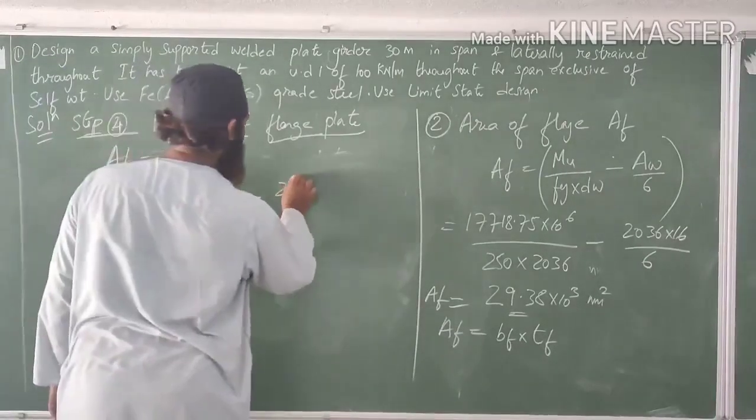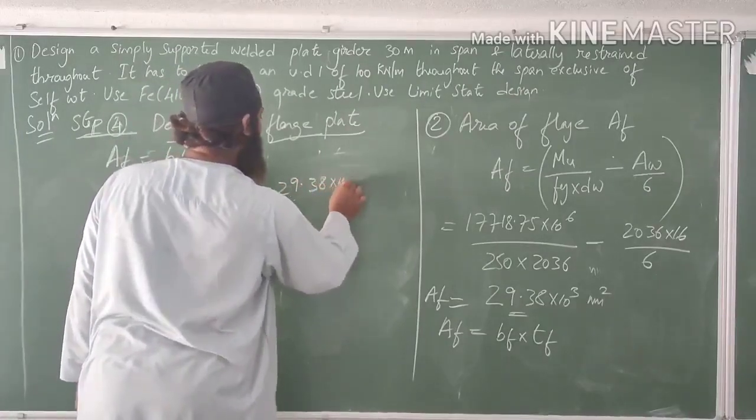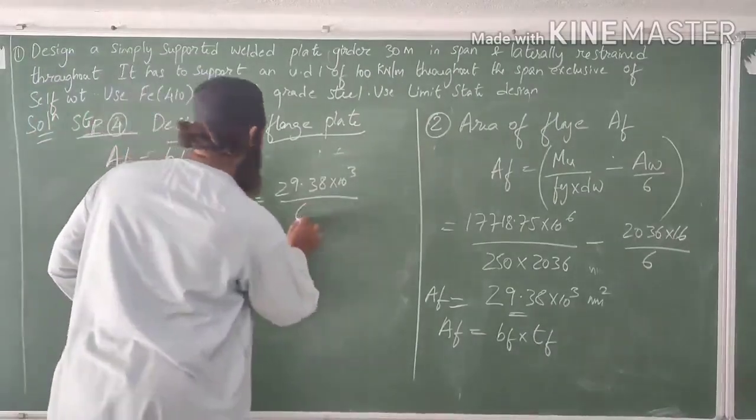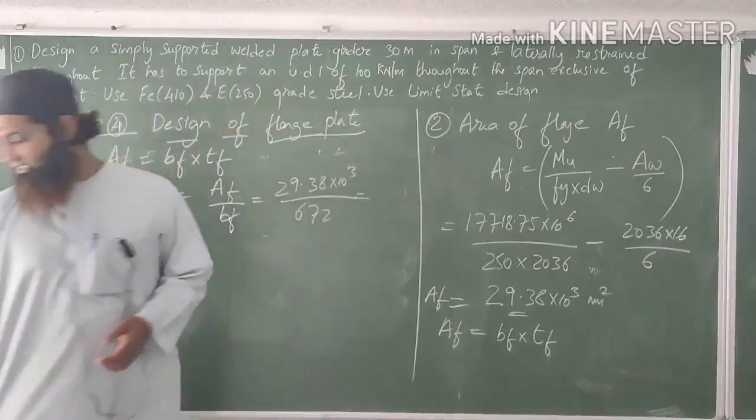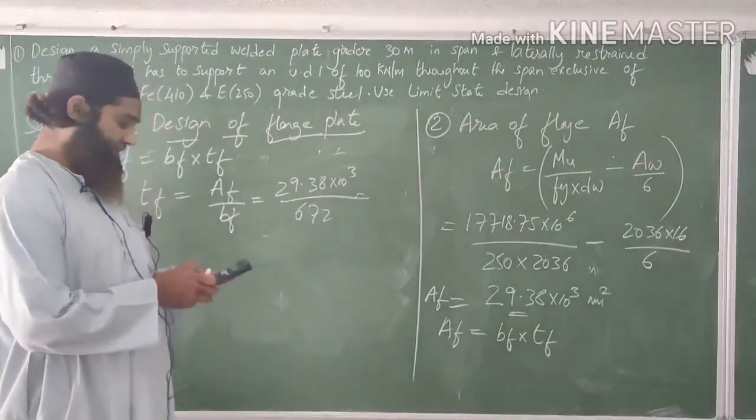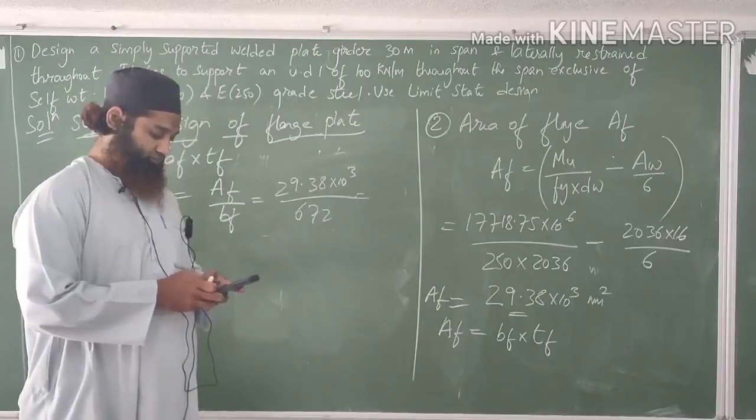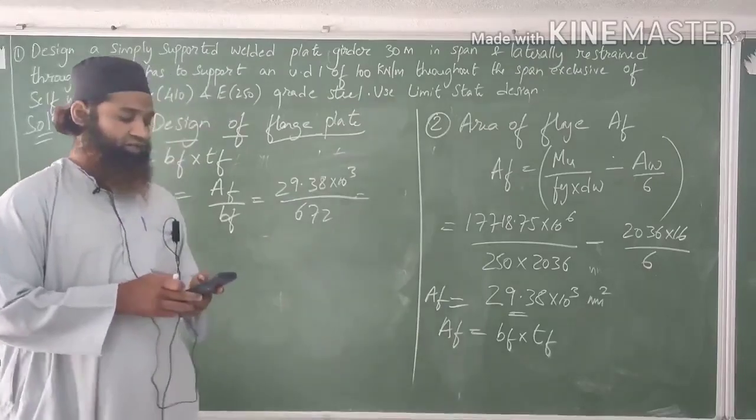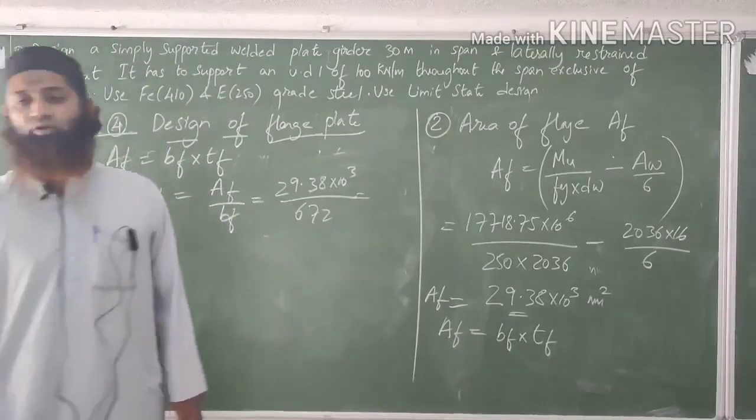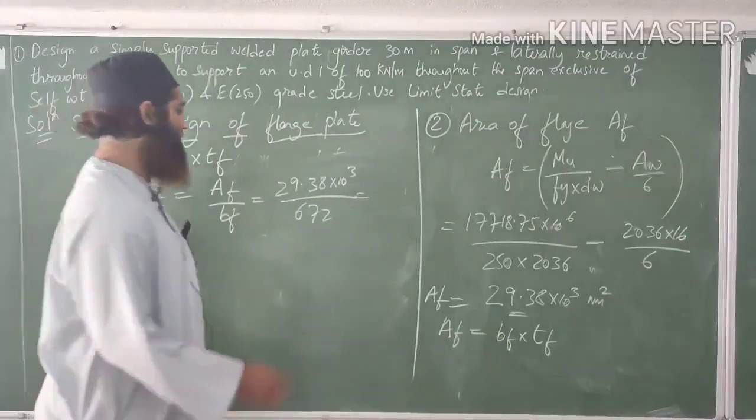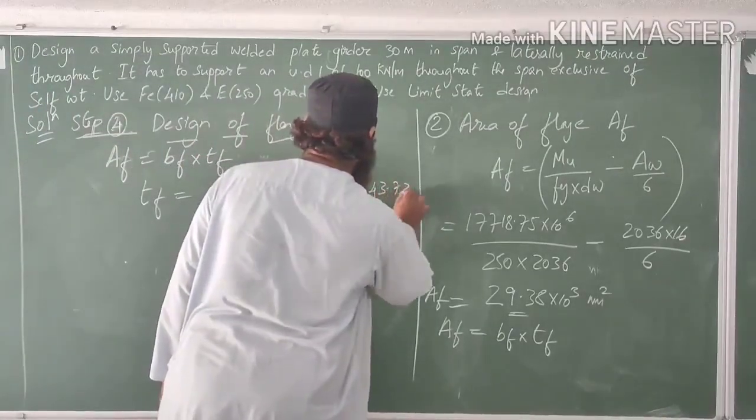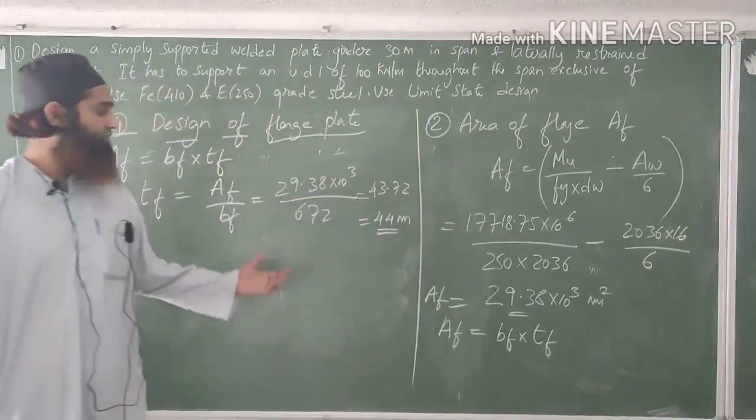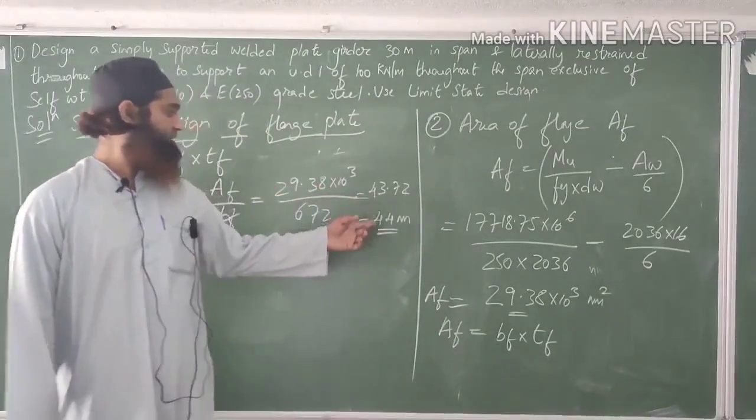AF we have got as 29.38 into 10 cube, divided by the breadth of the flange, which we had got as 672. You can calculate this and see what answer you get. 29.38 into 10 cube divided by 672, you are getting 43.72. I am just rounding 43.72 up to 44 mm.